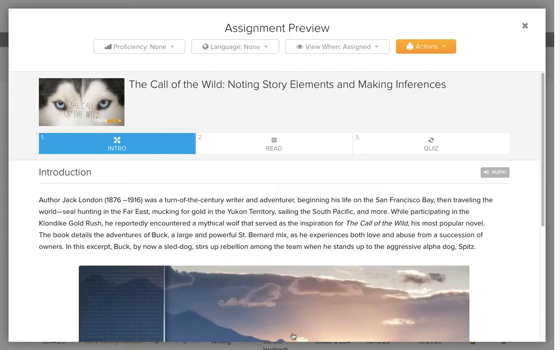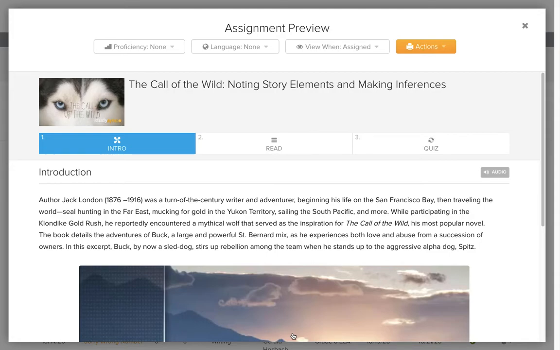Today, we are going to wrap up our study in our unit of Being in Pursuit as we take a look at a very short excerpt from one of Jack London's famous books, The Call of the Wild. Today, as we read, we want to be noting story elements and making inferences. And then we're going to be answering some questions concerning these story elements and the inferences that we may have made along the way.